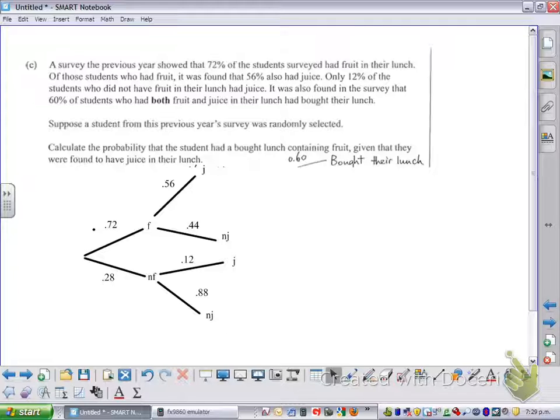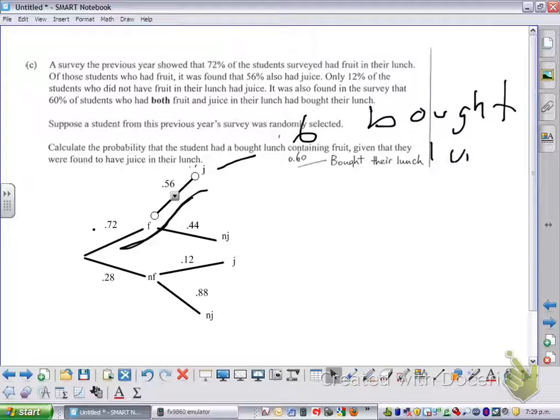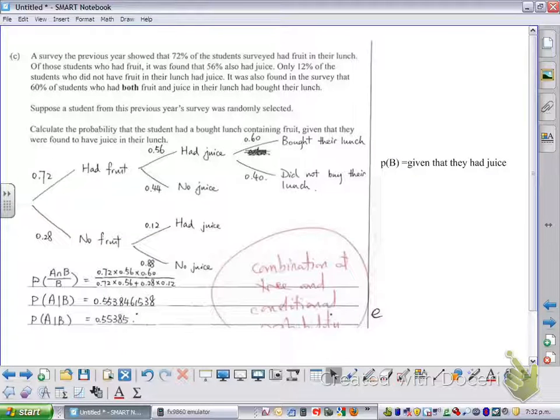So we've basically got a new tree diagram based on that. It was also found in a survey that 60% of students who had both fruit and juice, okay, both fruit and juice, which is here, had bought their lunch. So we put a branch out here, I've run out of room, but 0.6, and they bought their lunch. Bought lunch. So let's finish this thing off.